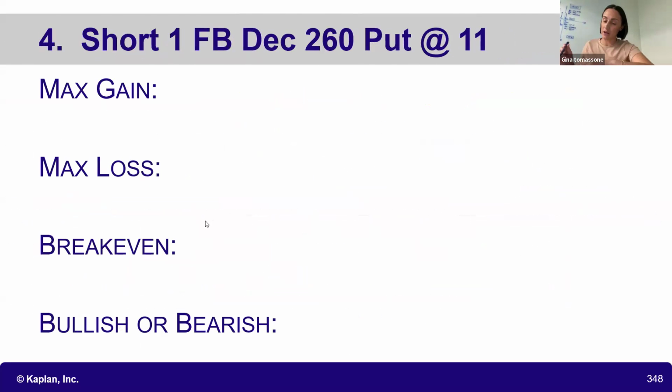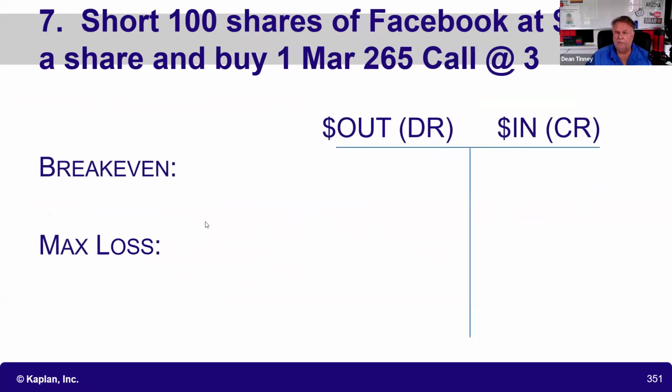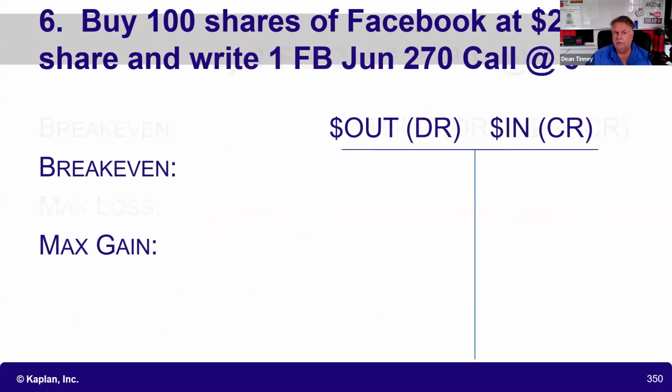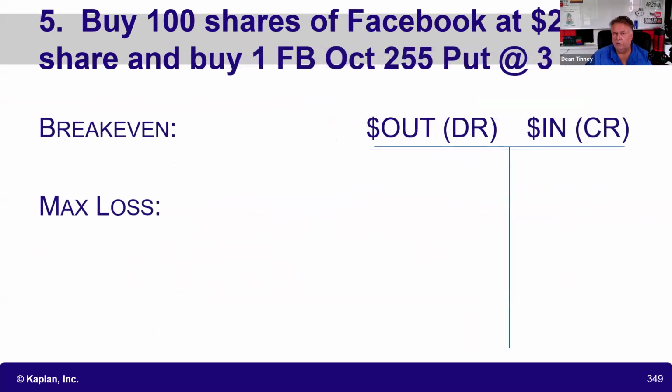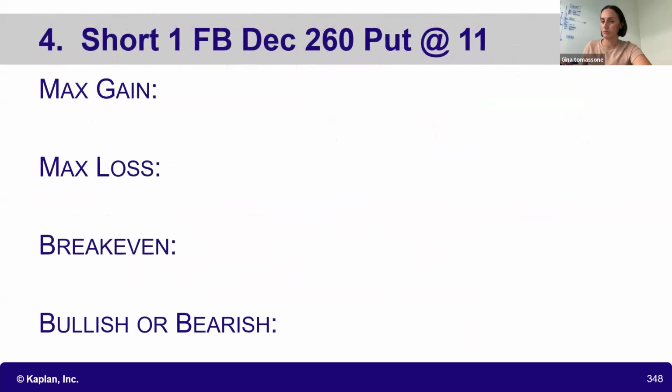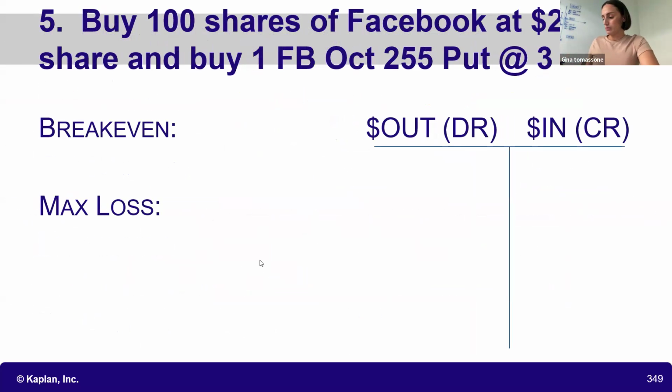I think the best place to do that is in your initial setup. So here is again, I'll ask you. You buy 100 shares of Facebook at 262, and you buy one Facebook 255 put at 3. So Gina, is the put, your choice to sell at 255, the floor or is that the ceiling?